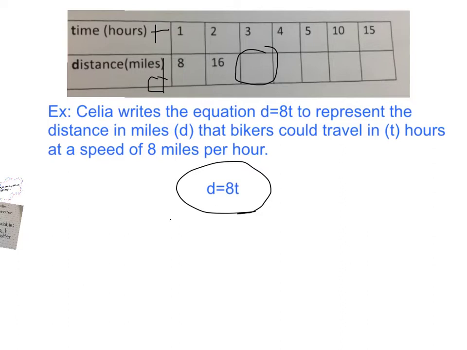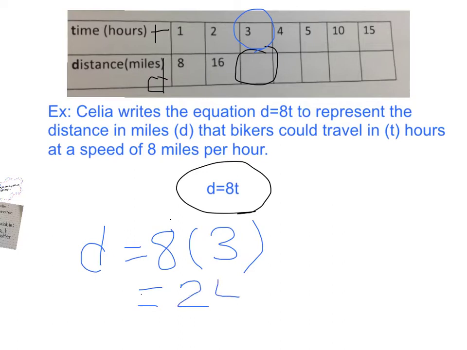All right, looking at our first blank, I see that time stands for 3 hours. Therefore, I can say d equals 8, and I can substitute my 3 in for time. Then you just solve. Well, 8 times 3 is 24. Therefore, my d equals 24.